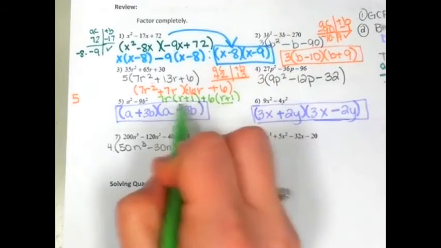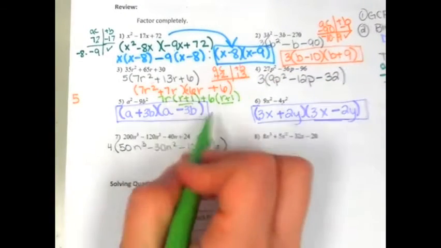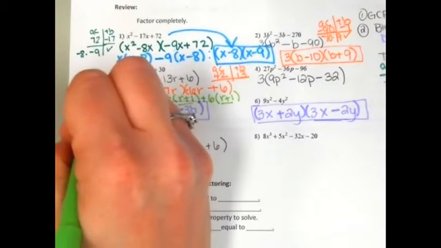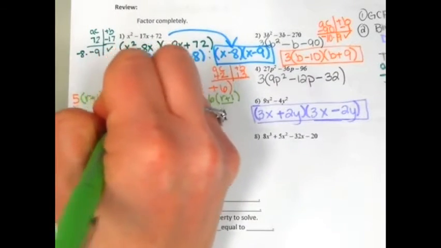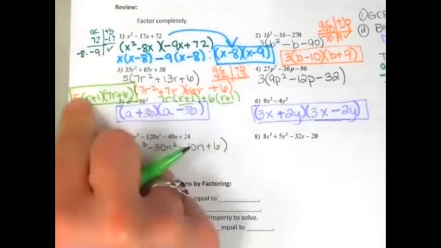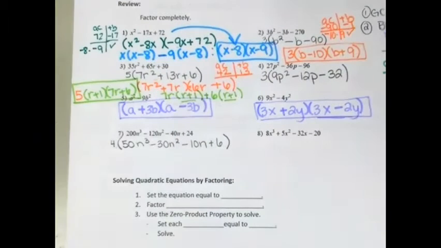The r plus 1s need to be the same, okay? Which they are. So we're going to put r plus 1 as one factor, and then the GCFs go together as 7r plus 6, leaving that 5 in the front because that's your GCF, okay?